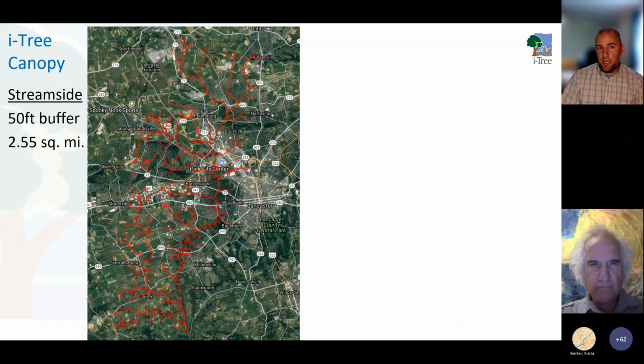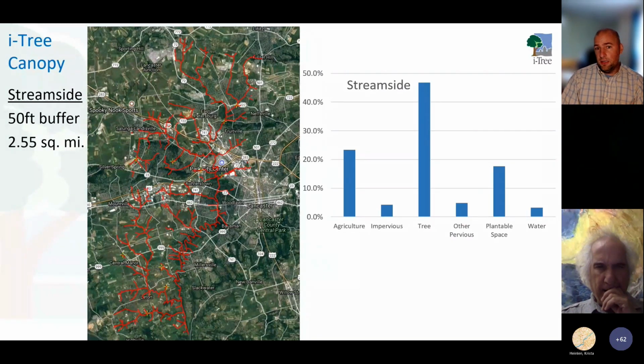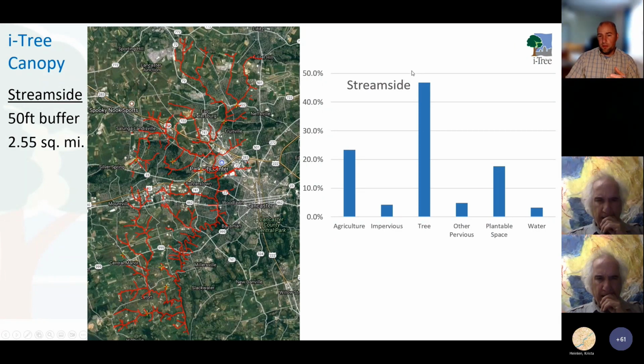So this is another iTree Canopy project looking at just the actual streamway and a 50-foot buffer on either side of that. So now instead of looking at that whole 65 square miles, we're just looking at 2.5 square miles directly adjacent to the stream. And we know that that's going to provide bigger benefits for the stream. So if we can start to talk about canopy in there, we can do our canopy project.